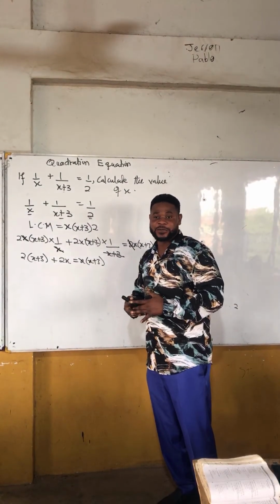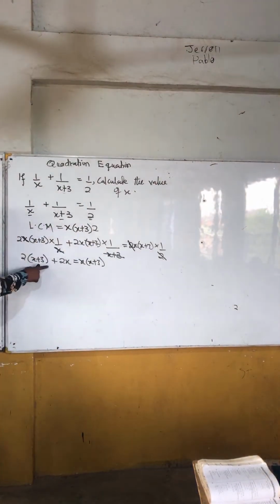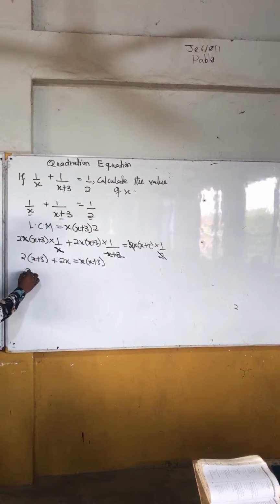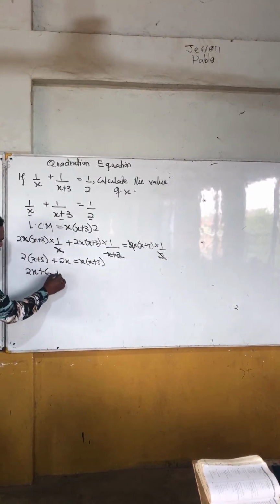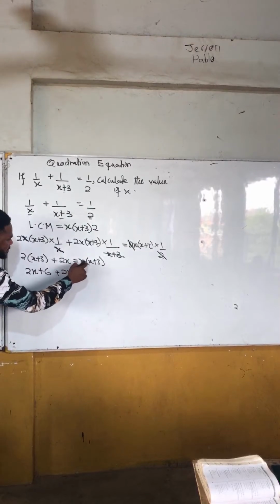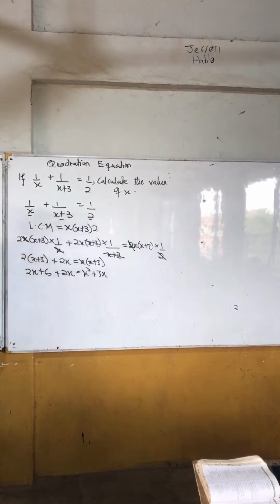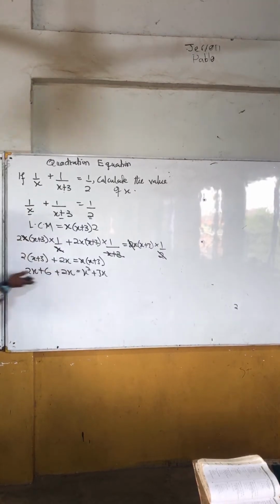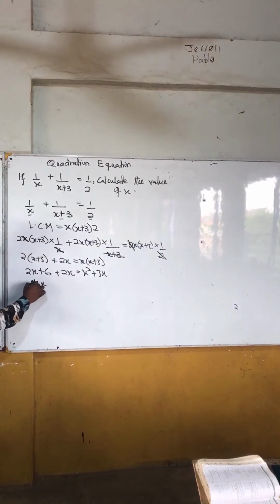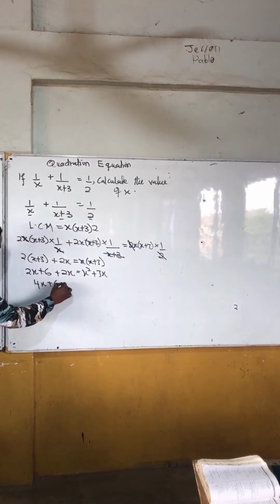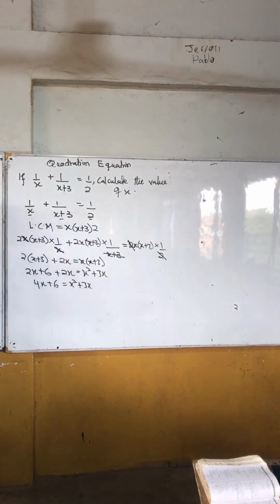Oh my God, maths is sweet. You expand. To multiply everything in the bracket, we have 2x plus what? 6. Plus 2x. X squared plus what? 3x. We can simplify this: 2x plus 2x, 4x plus 6 equal to x squared plus 3x.